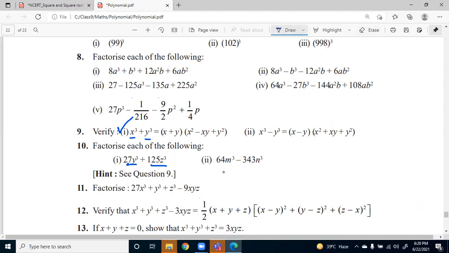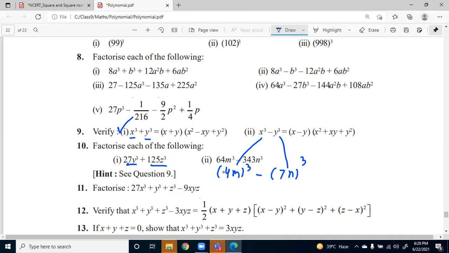So 64m cube, I can write it as 4m whole cube. 4 into 4 is 16, 16 into 4 is 64. So it is coming out to be 64m cube minus 7n whole cube. 7 sevens are 49, 49 sevens are 343. So this is making it 343n cube. So now if you compare it with this identity, is it matching with this identity?